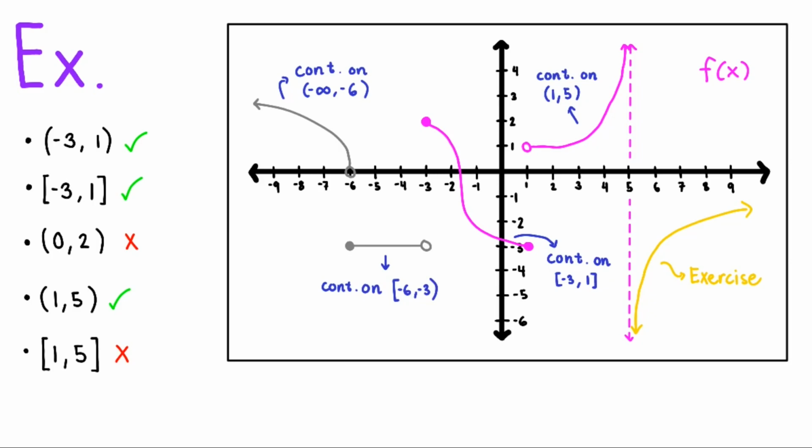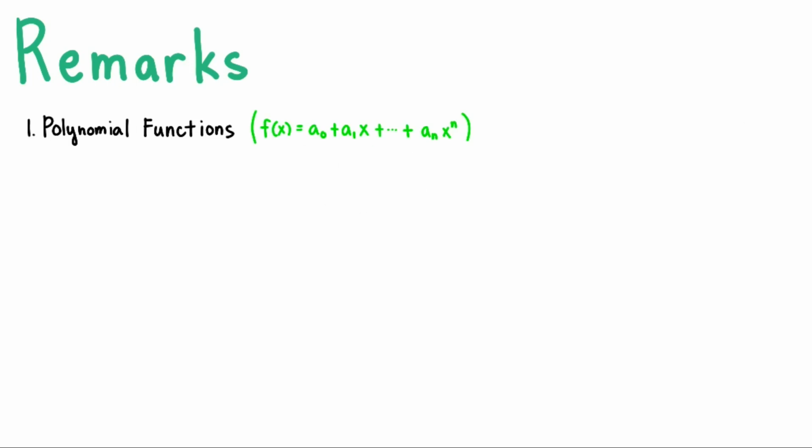To end this, let's have some useful remarks. So first, take note that polynomial functions or functions of the form like this are continuous everywhere. Well, clearly, since its domain is all real numbers.